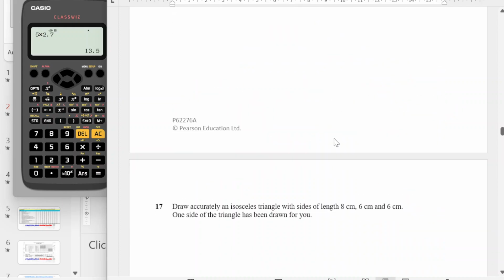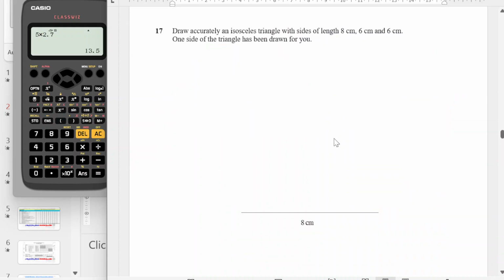Okay, question 17. Draw an accurate isosceles triangle with sides of 8 centimeters, 6 centimeters, and 6 centimeters. One of the sides has been drawn for you. So I'm going to struggle with this one slightly to show you. In effect, what I want to do is get a set of compass arms. So hold on a second.